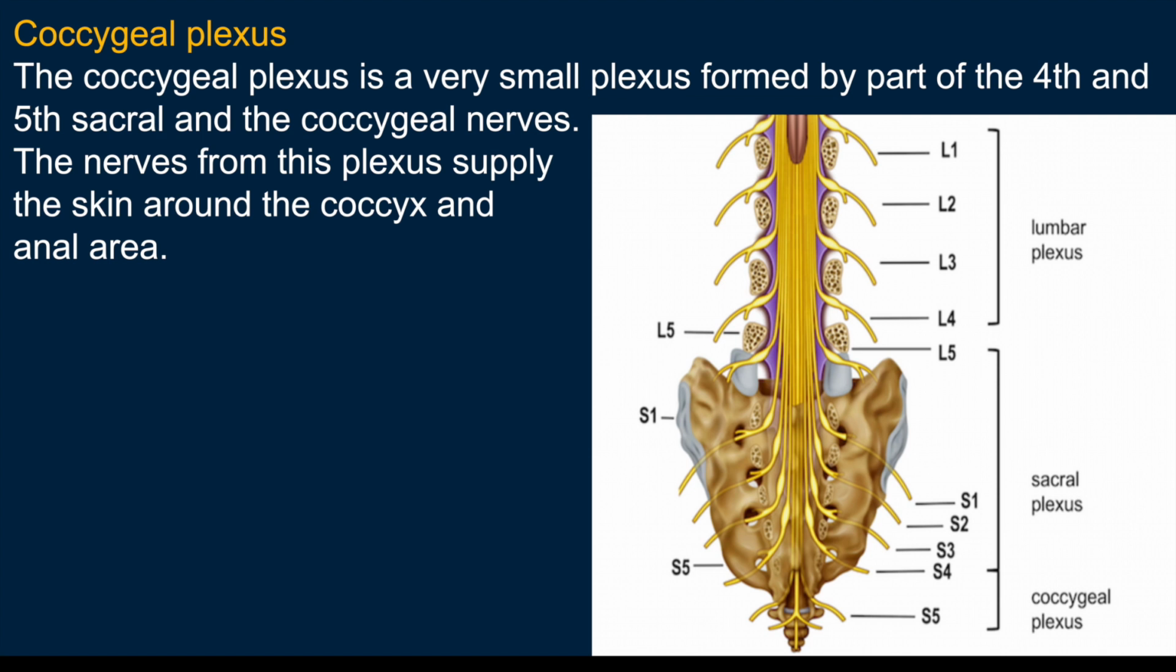Last is the coccygeal plexus. Coccygeal plexus is a very small plexus formed by part of the fourth and fifth sacral and the coccygeal nerves. The nerves from this plexus supply the skin around the coccyx and anal area.